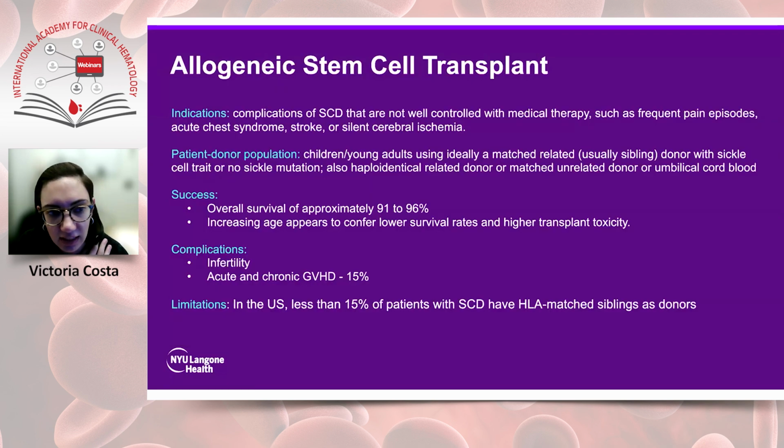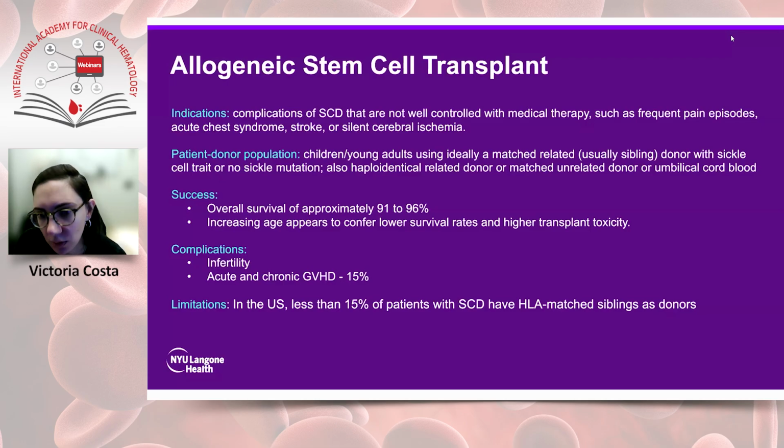Looking specifically at allogeneic stem cell transplant, it is similarly indicated for complications of sickle cell disease that are not well controlled with medical therapy, such as frequent pain, acute chest syndrome, stroke, or silent cerebral ischemia. Most of the data that we have really supports it in a young population, so children or young adults, using ideally a matched related donor, so a sibling. They can have sickle trait or have no sickle cell mutation, because it's really hard to find a matched related donor, and that's not possible for many individuals.